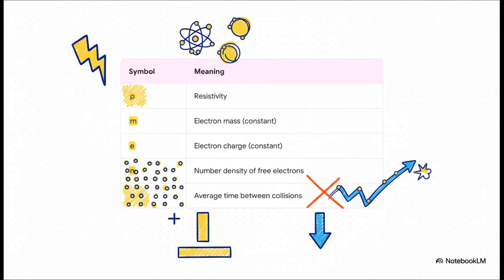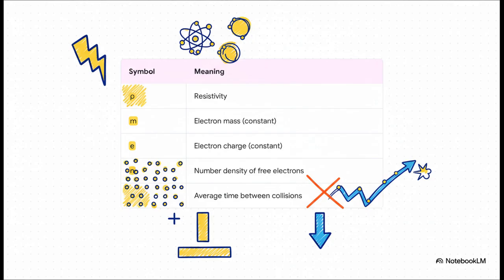So what actually determines a material's resistivity? It all comes down to this formula. Now don't worry, m and e, the electron's mass and charge, are just constants we can ignore for now. The two variables that really matter are n and τ, tau. n is the number density, basically how many free electrons you have hanging around to carry a current. And tau is the relaxation time.